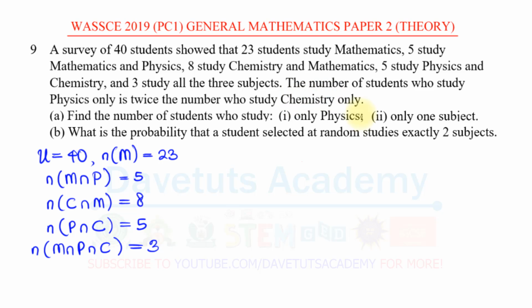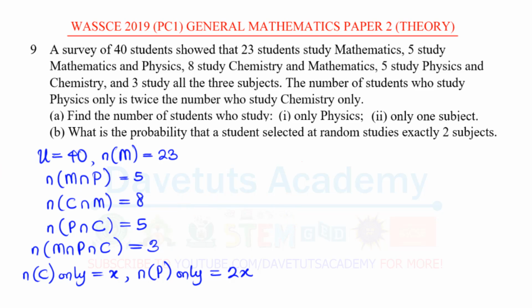But that's not all. Then we are told that the number of students who study physics only is twice the number who study chemistry only. In that case, if the number of those that study chemistry only is represented as x, then the number of those that study physics only will be 2x. Since they said the number of students who study physics only is twice the number who study chemistry only. So chemistry only is x, then physics only is 2x. So this information is what we can use to populate our Venn diagram and then solve the questions that we are given.